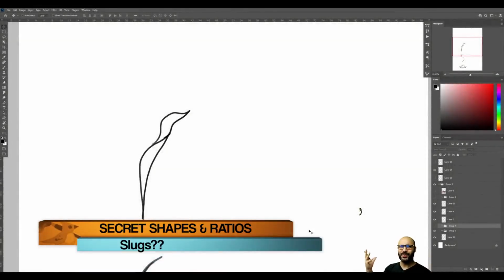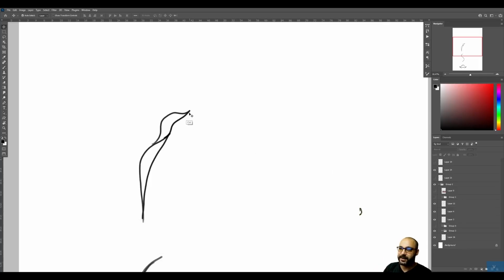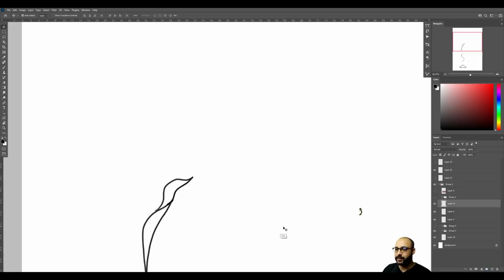Now we have these two slugs. Why do we have slugs? Doesn't make sense. There's kind of these weird... Can you guess by chance what they might represent? It's a tricky one. There's probably no way to figure it out unless you've drawn this before. But let's go ahead and grab our slugs here and move them up.